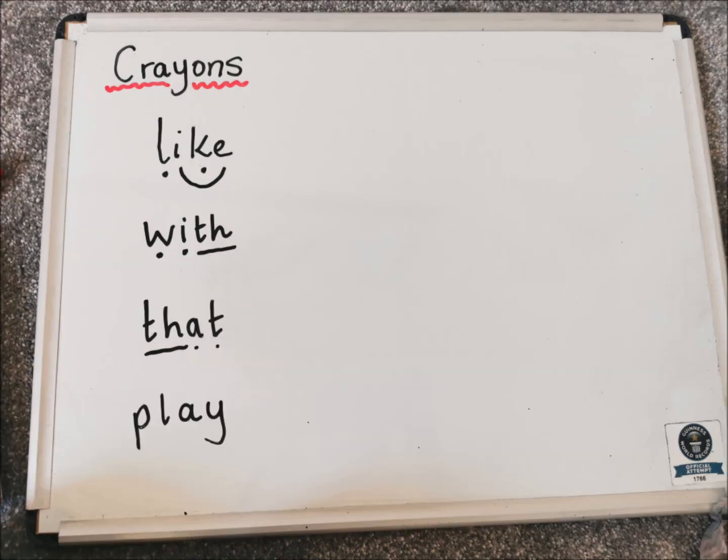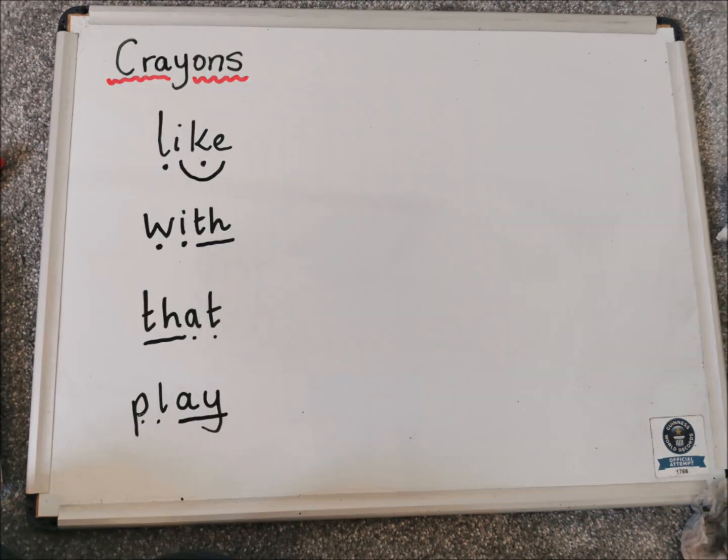Next one, guys, we have play. And I know this one is one that we like to use in our writing, and we do come across it in our reading as well, so it's very useful. So let's diacritically mark it. There's 3 sounds, p, l, a. The A sound is made by the A and the Y together, so we underline both of those letters.